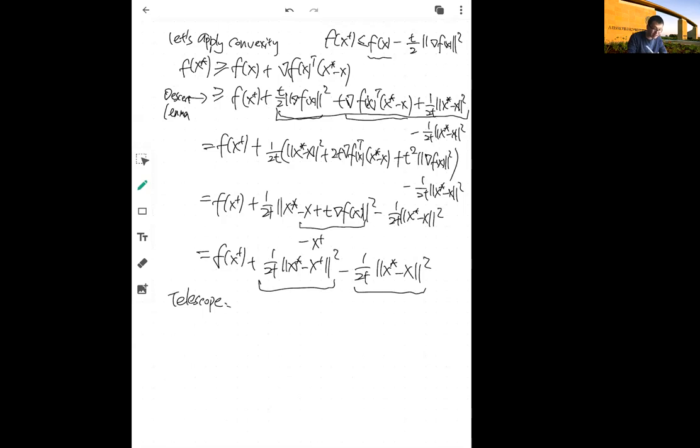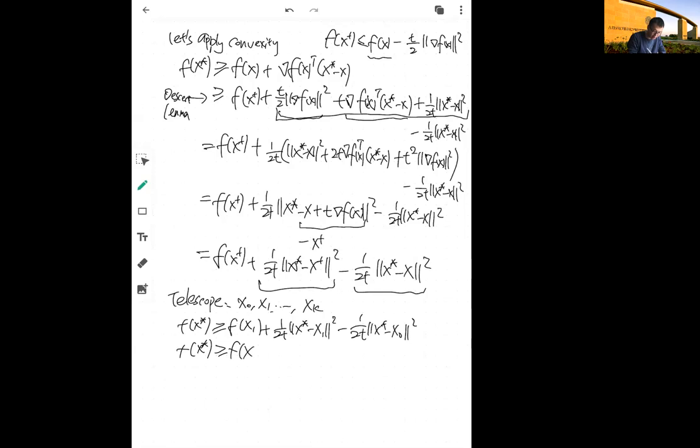By applying the same thing to different x, let's apply this to x0, x1, all the way to xk. Then we get f star, x star on the left-hand side, and this is greater than f of x1 plus 1/2t (x star minus x1)² minus (x star minus x0)². Let's do that for the second iteration.